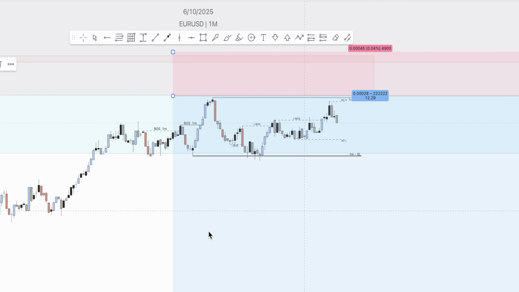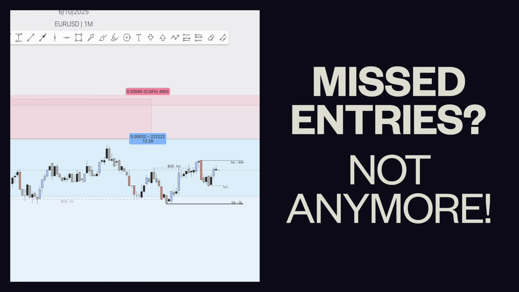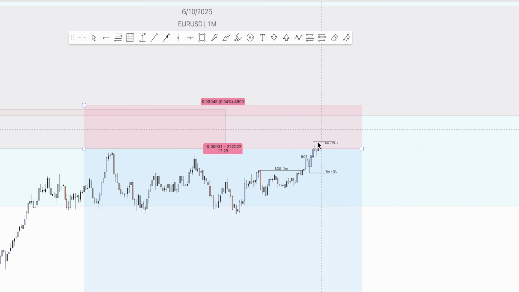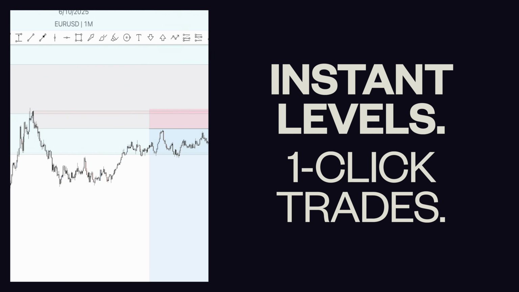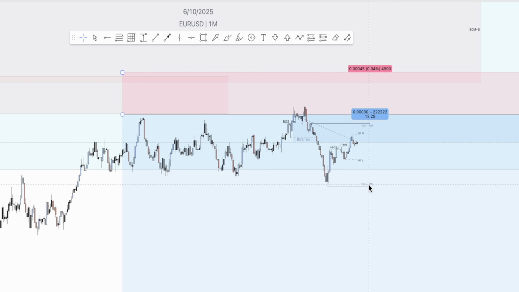You click this because you're done with the pain of chart confusion and missing the exact 1 minute entry the professionals take. Today, I'm giving you the market structure framework that instantly plots every single level you need, making complex structure feel like a single button press.